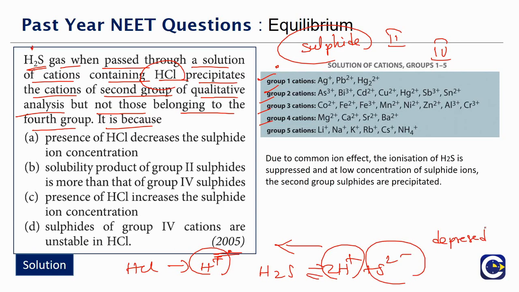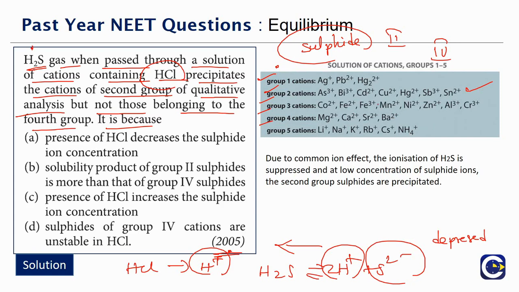As a result of it, what we see is only the group 2 sulfides will be able to form, because remember, the formation of a precipitate will depend upon the solubility product. The formation of a precipitate will depend upon the solubility product. So whichever salts are having a lesser solubility product, they would be precipitating first. So which means what?